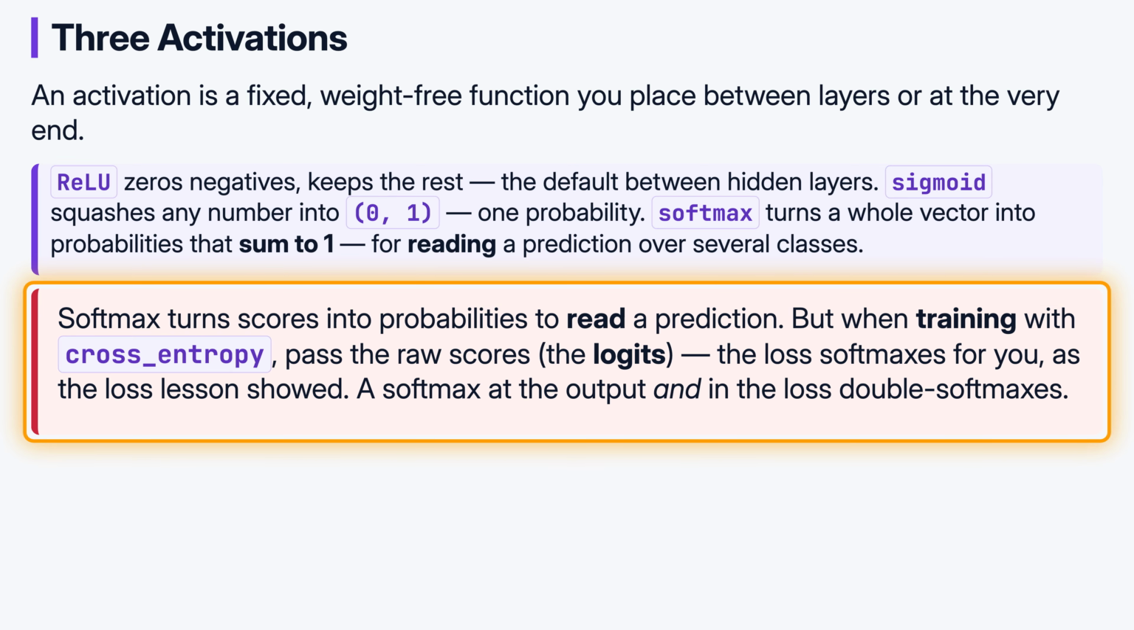Now the warning from the last lesson. Softmax gives probabilities for reading a prediction, but when training with cross-entropy, pass the raw scores, the logits. Cross-entropy applies softmax for you inside the loss. A softmax at the output would apply it twice.